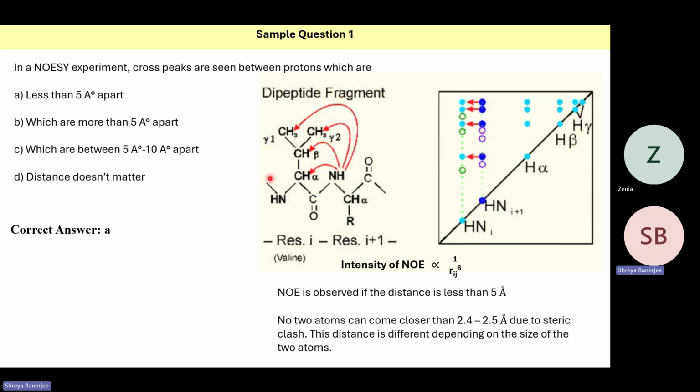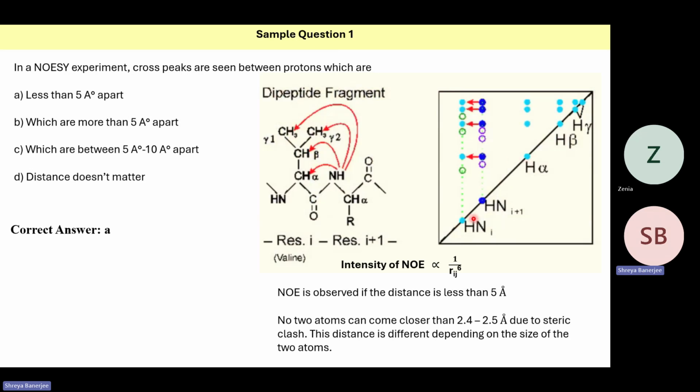So here an example is shown of a peptide. Two amino acid residues are shown. This is residue I plus 1 and this is residue I. So as you can see, the NH of I plus 1 is showing NOESY with H alpha of I, H beta of I, and the two H gammas of I.